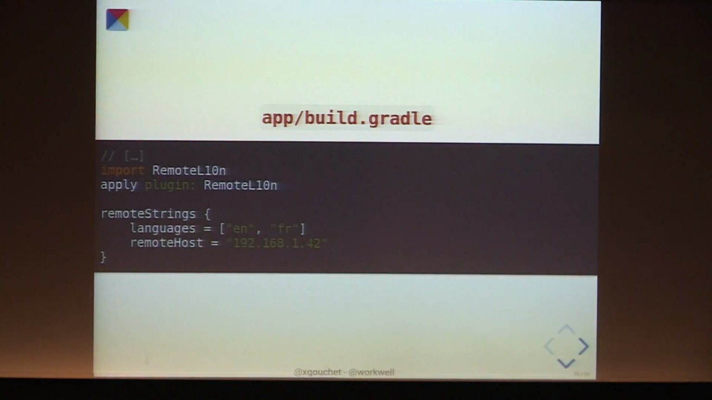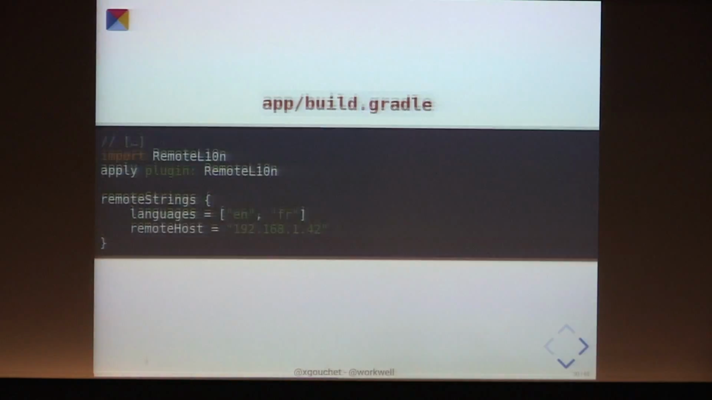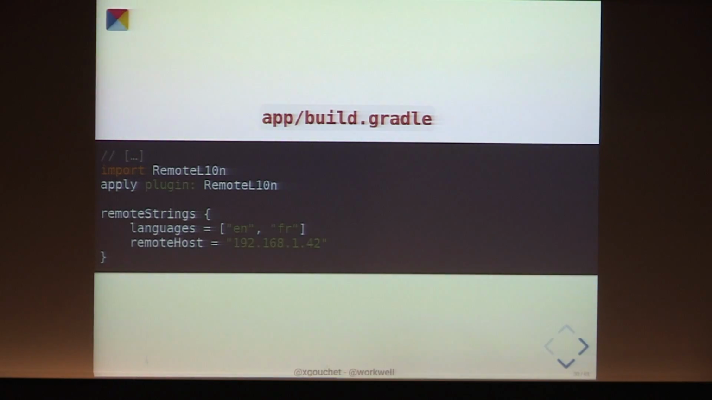So then inside your application build.gradle file, you can just import your class, apply the plugin, and then here you have the DSL that says, okay, I'm just configuring remote strings and say the language and the remote host.